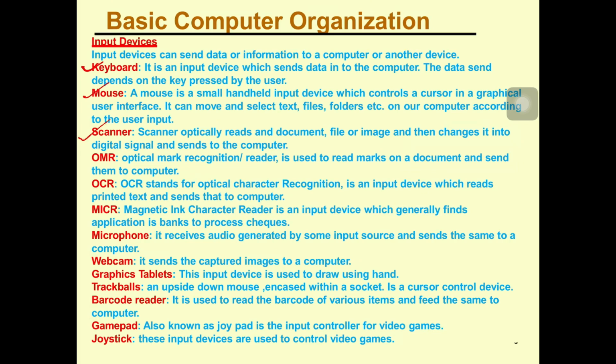OMR, optical mark reader, is used to check answer sheets in which the answers are in the form of marks. OCR, optical character recognition, is the device which reads printed text. MICR, magnetic ink character reader, is used in banks to read checks. Microphone is the input device which is used to read data in the form of voice. Webcam sends the captured image to the computer.